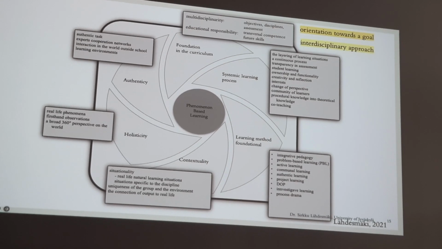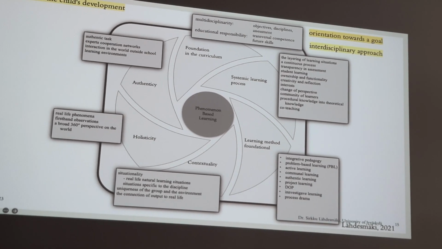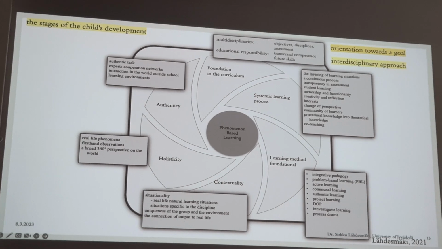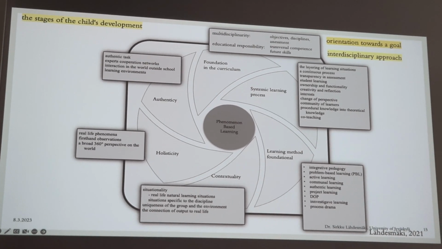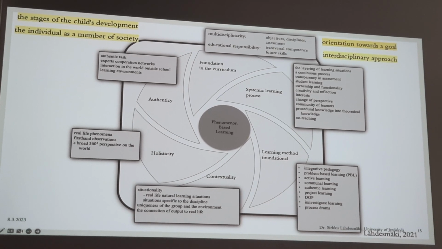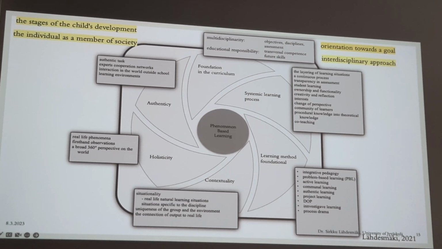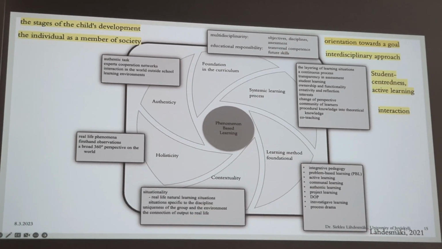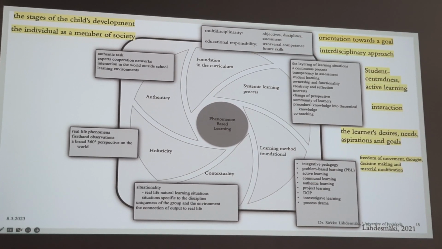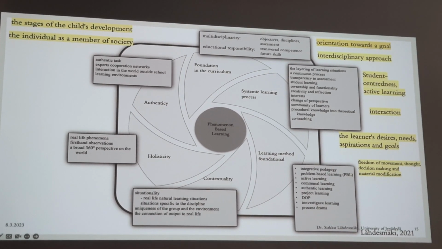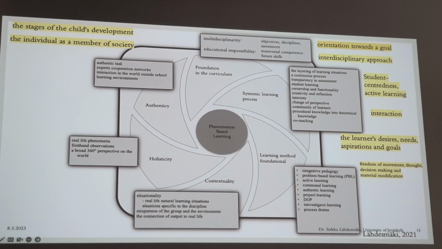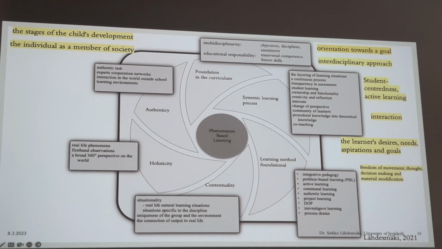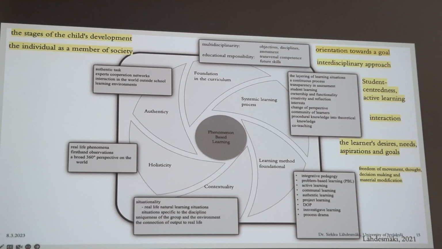So always orientation towards goals is important. Interdisciplinary approach. So in phenomenal learning, you have to have multiple disciplines integrated. It's just not 2 or 3. Children's development stages are very, very important. You have to really design phenomenal learning according to what children can or can't do. Member of society, student-centered, active learning, interaction, learners' desires, needs, aspirations and goals. This is very much what Dewey highlights, that you always have to plan teaching according to learners' desires, needs, aspirations and goals. And freedom of movement.